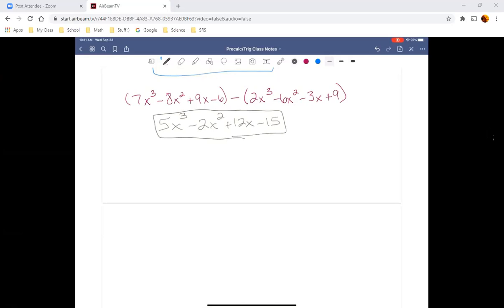Everybody good on where all those numbers came from? Pinky swear? All right. Think you guys are good to go? Need to do any more examples?